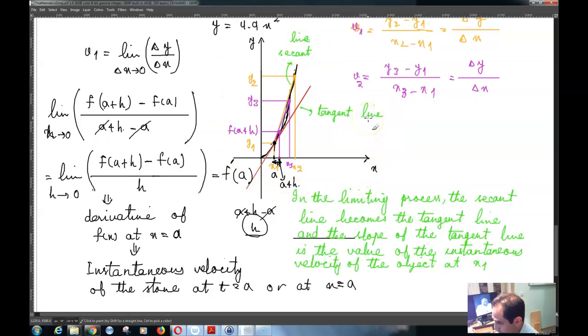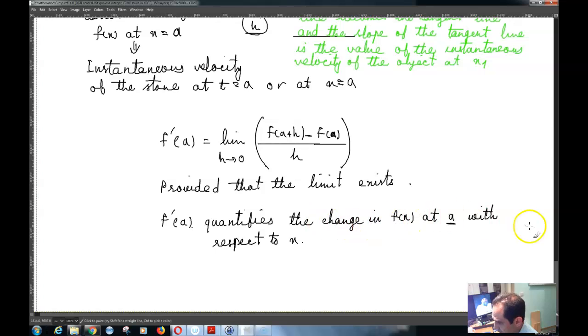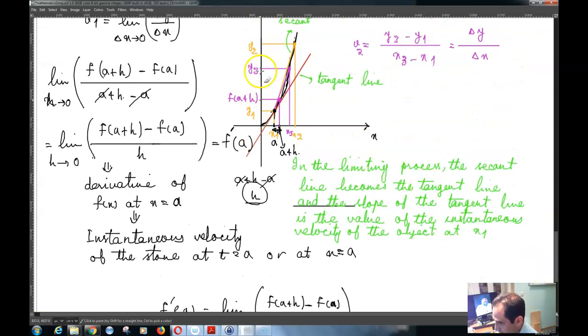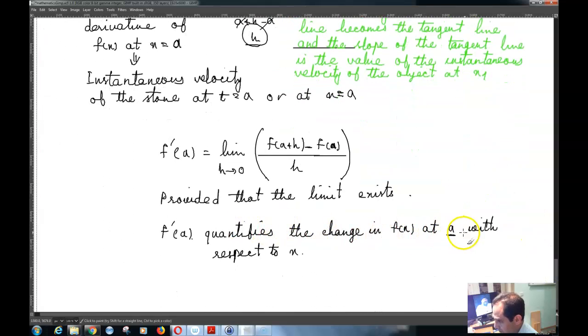But what we have zoomed in on is basically x and y, and based on the changes that we make in x, there will be some changes in y. So the change in f of x, which is y, at this point a, with respect to x, meaning with respect to the changes that we make to the variable x, which is in this case time, okay, then that change is basically f prime of a, and basically that is the whole story.